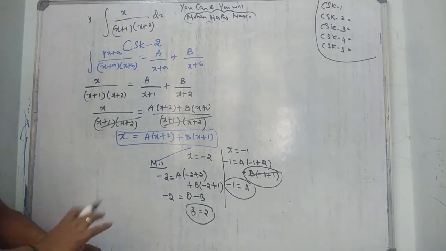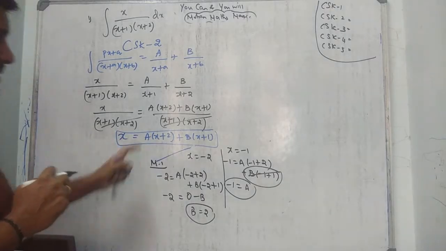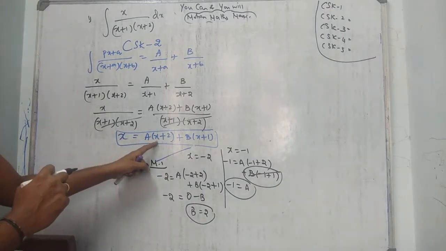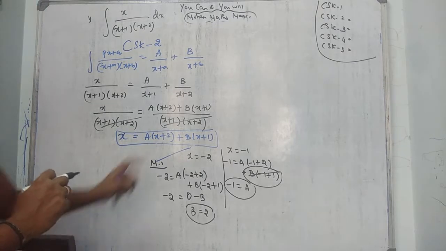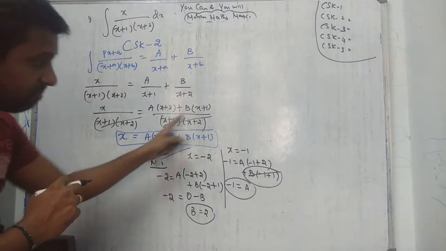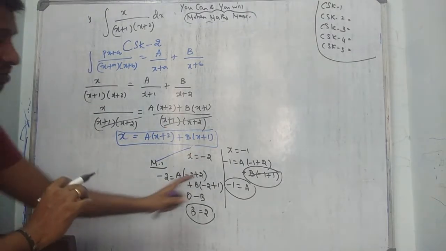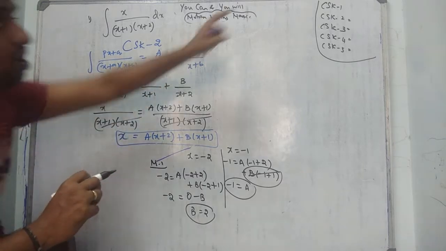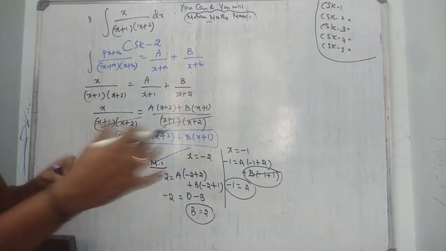You have to think which number to put for x so that you can eliminate A, and which number to put for x so that you can eliminate B. So you have to think. I found the A and B values. My motto is to find the A, B, C values in all the CSKs.